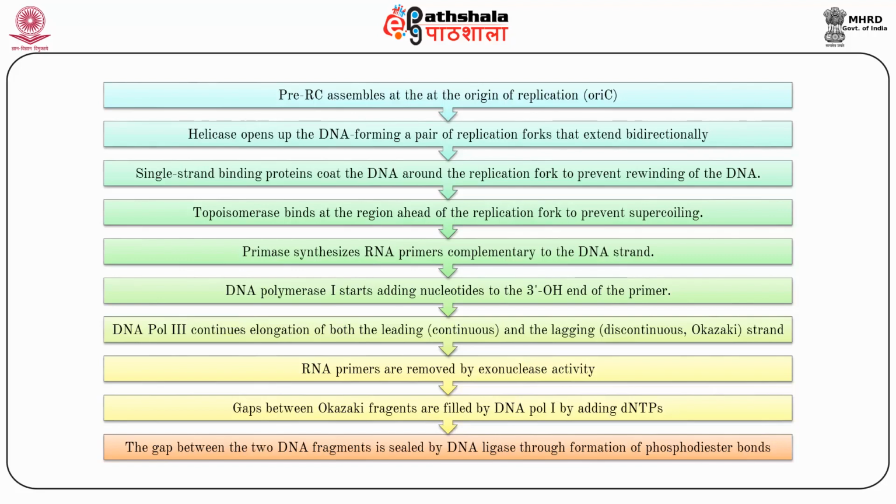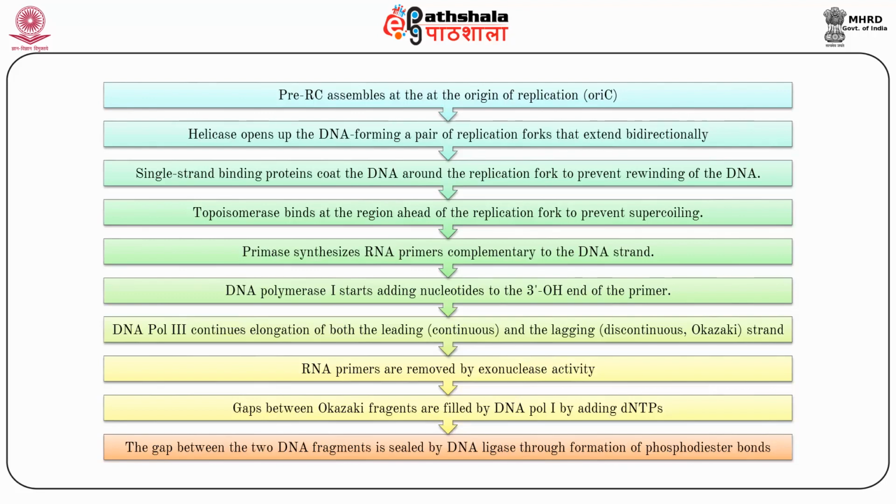Thereafter, DNA polymerase 1 starts adding nucleotides to the 3' hydroxyl end of the RNA primer. There comes the event of polymerase switching. DNA polymerase 3 replaces primase and DNA pol 1 and continues elongation of both the leading strand and the lagging strand, albeit in the form of Okazaki fragments in the lagging strand.